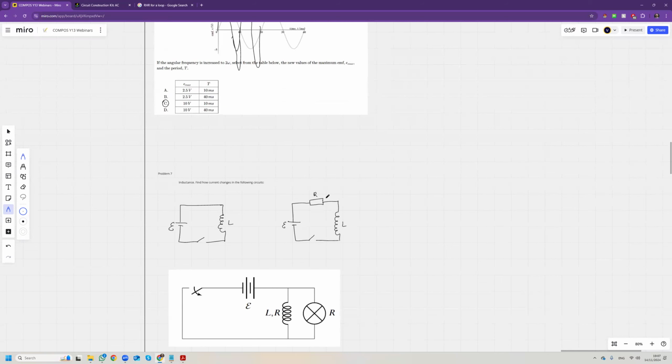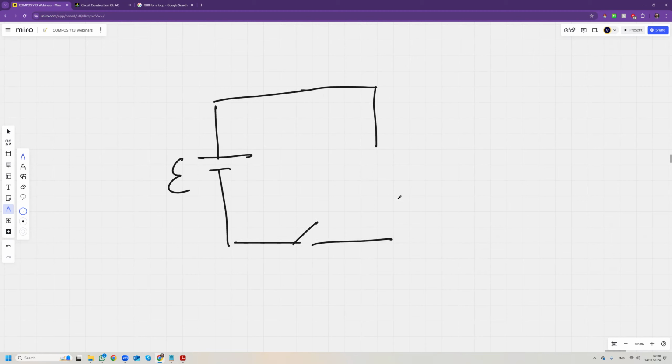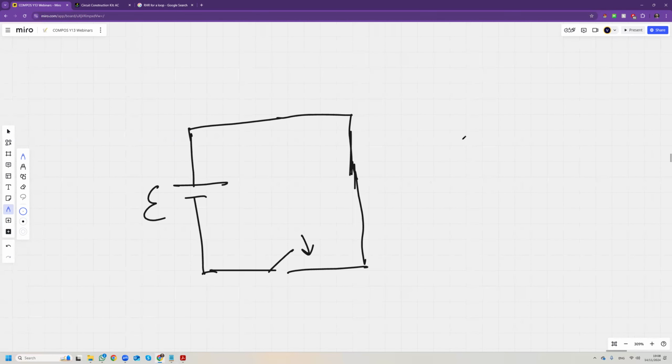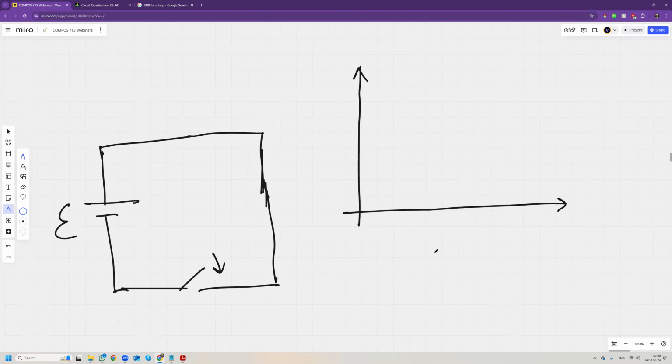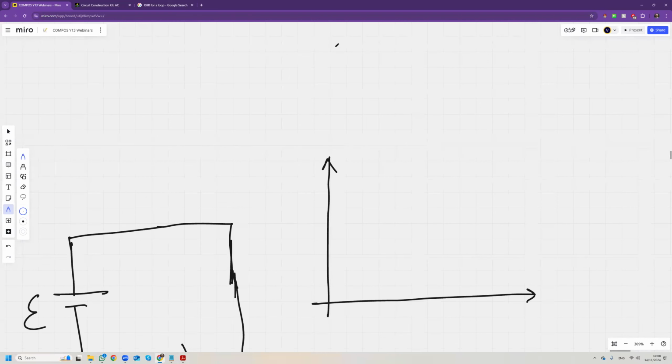Now, problem set. Oh, this is my favorite part. This is my absolute favorite part. Let's consider a very simple circuit: a battery and a switch and nothing else. I haven't talked about inductors yet, so don't worry. A battery, a switch, and nothing else. Well, if you flick the switch, you're going to have an infinite current. So it's just infinity.